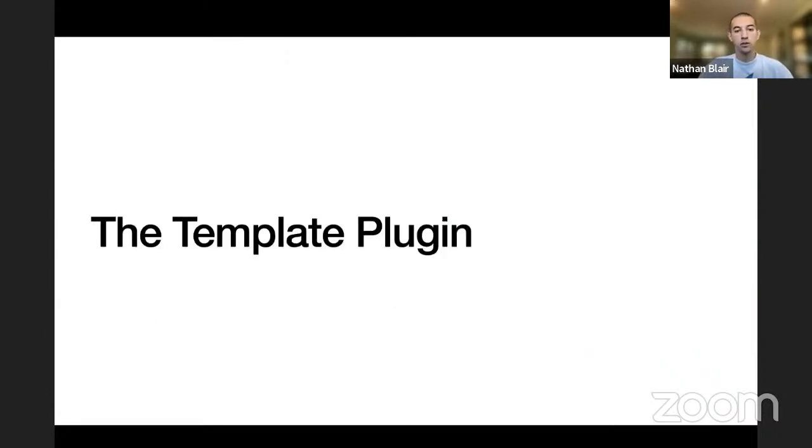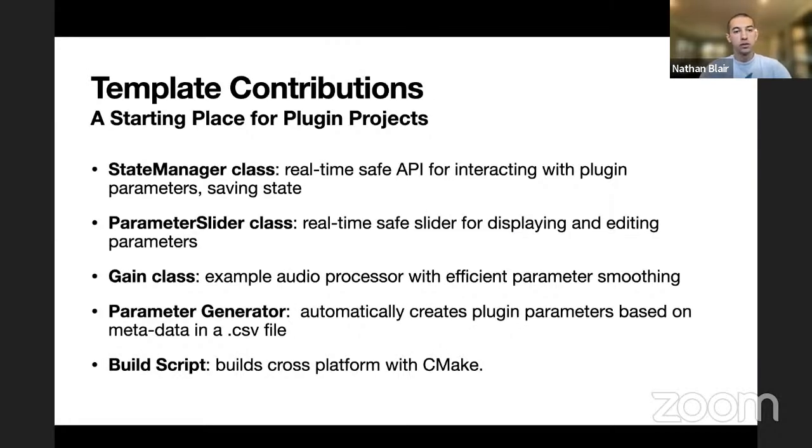Okay. Now, all that being said, I would like to present my template for JUCE. So basically, the main contribution of this template is a state management class. And this is a real-time safe API for accessing and saving your state, loading that state from disk, and also creating plugin parameters. I also have these parameter sliders that rely on polling instead of the listener callbacks. And I give an example audio processor class.